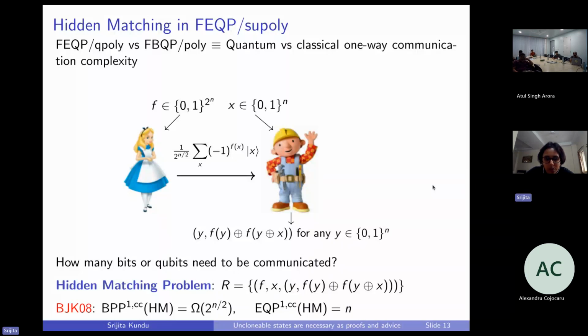Yeah, when you go from one-way communication complexity to advice, you should think of Alice here as the entity that's providing the advice, and the entity that's providing the advice does not have to be efficient. Yeah, okay, that makes sense.